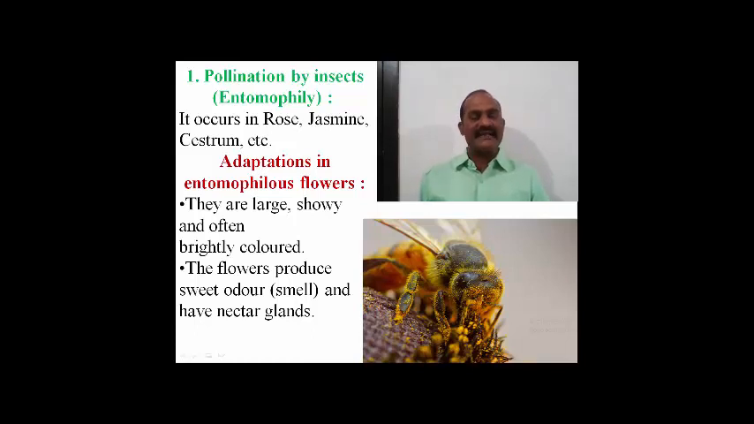The flowers also produce a large sweet odor or smell, and they have nectar glands. Another factor attracting the insect is obviously the smell. Sensation of smell is very strong in insects. So we can have the smell, that is odor, that is aroma, which is produced from the flower, and additionally they can have nectar glands for nectar. We know the honeybees are going to visit the flowers.